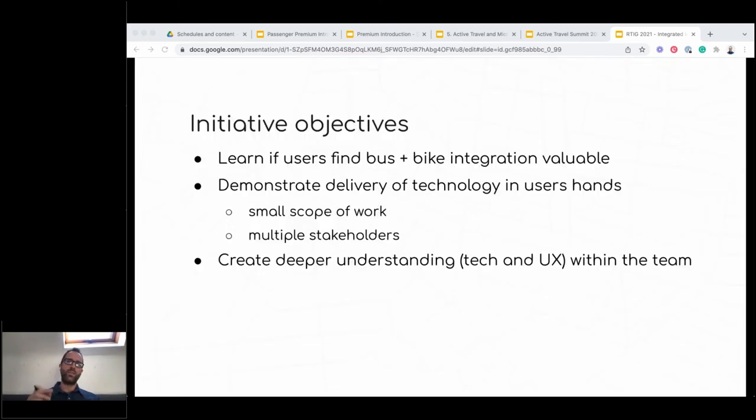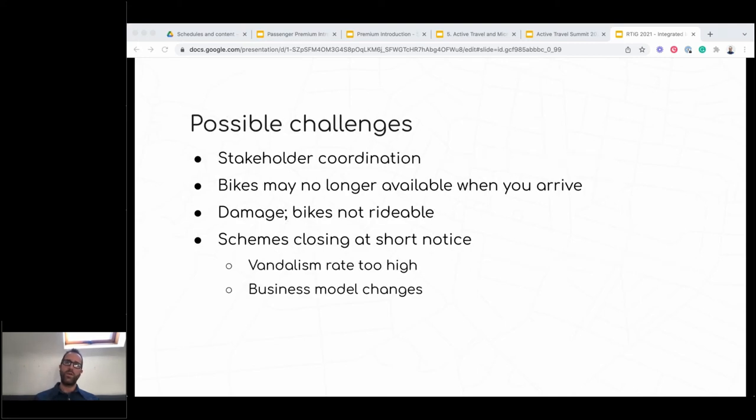We were really curious to know whether our assumptions, from the conversations we were having as a design team, were valid or not. So our key objective was to learn whether bus users found the integration between bus and bike valuable in this way. We wanted to demonstrate delivery of technology in users' hands. It was a small scope of work across multiple stakeholders, which we knew might be complex, so demonstrating something integrated was key to getting that into production. And primarily for the team, we wanted to extend our own understanding, both of the technology and the user experience, of this new mode that had arrived on our doorstep.